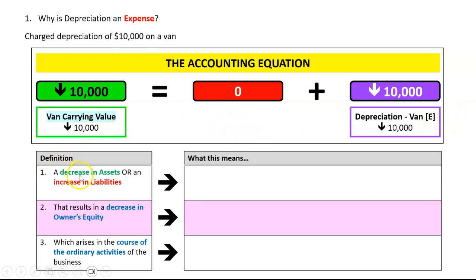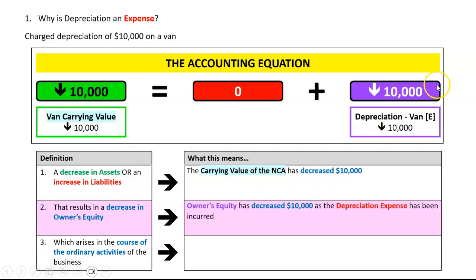Here's our definition. So in this case, we would say the decrease in assets, it's specifically the carrying value of the non-current asset, in this case a van. That's what decreased in this case, and it was $10,000. There was an overall decrease in owner's equity here because the depreciation is an expense. And lastly, does it occur in the course of ordinary business activities? Absolutely, because you need to use the van to conduct operations, and that is an ordinary business activity. So that is why depreciation is an expense.